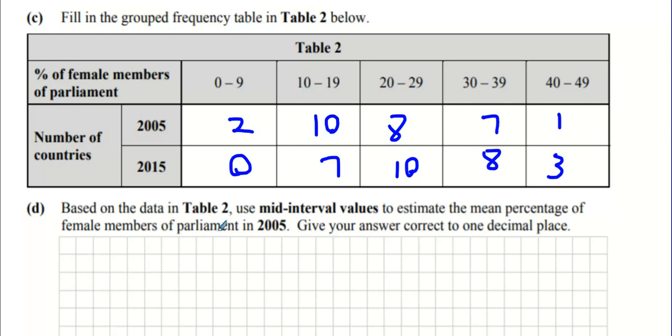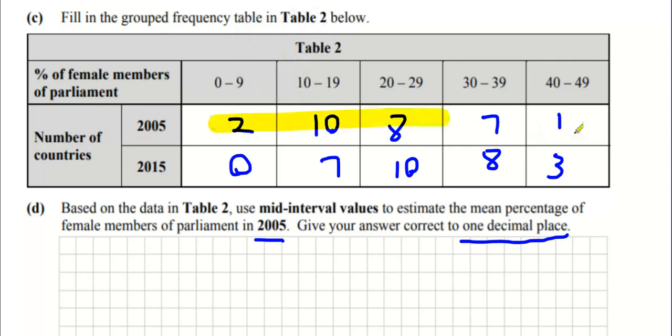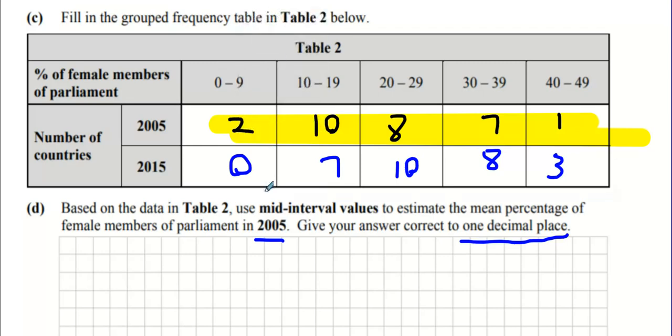Now, based on table 2, use the mid-interval values to estimate the mean percentage of female members in Parliament in 2005. Give your answer correct to one decimal place. Now we're talking about 2005, so these guys here. Remember, your mean is your total divided by the number of countries.